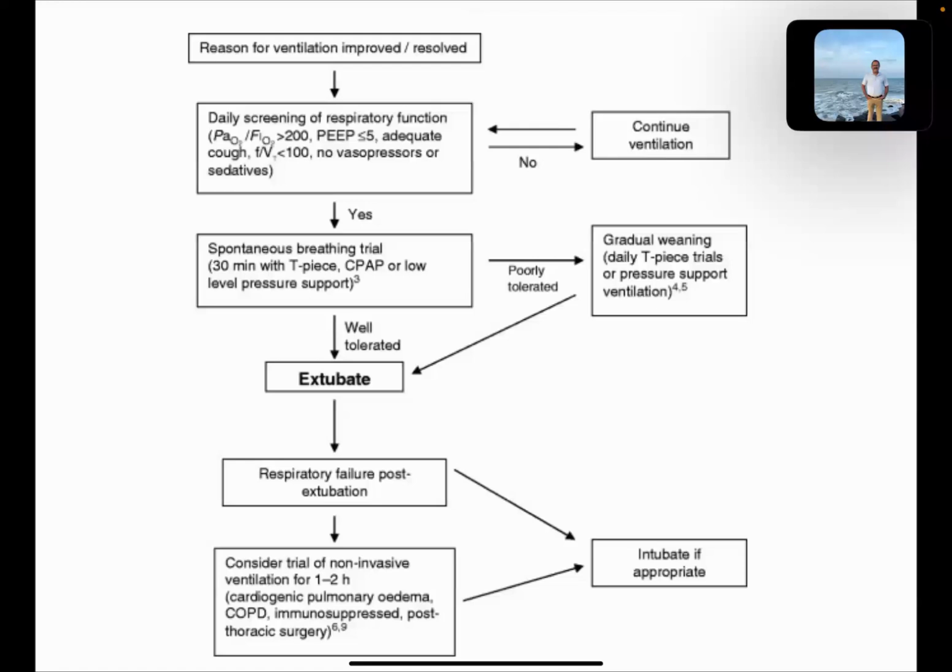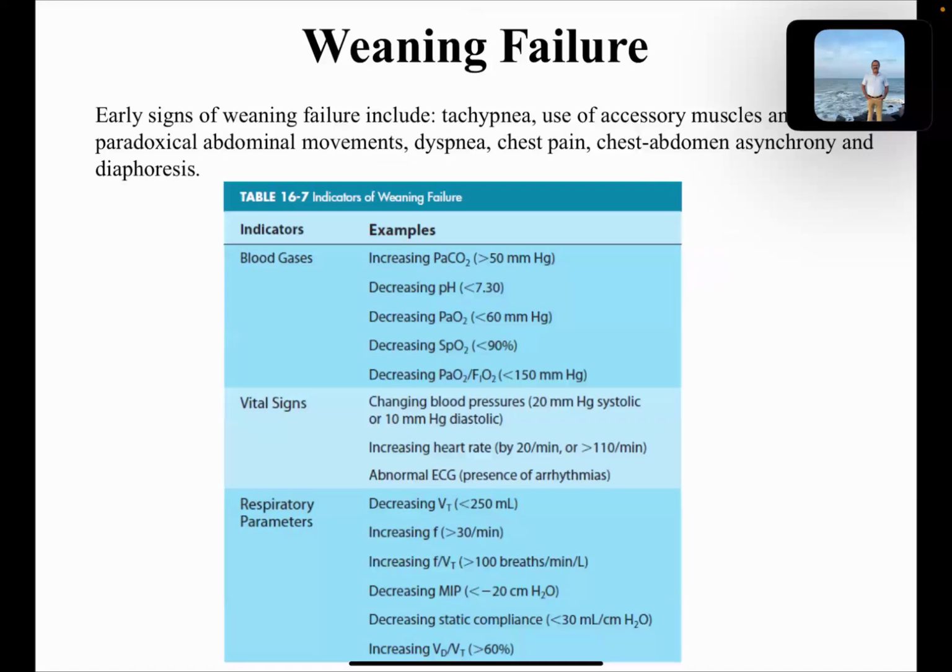So now coming to the weaning failure. I think I explained all this. So early signs of weaning failure, like blood gas analysis, all these parameters you can see, the patient's vital signs, and respiratory parameters like tidal volume or respiratory rate. This I explained.